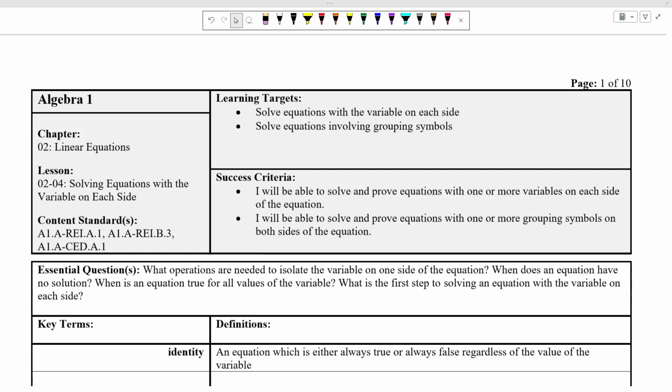So today's learning targets are as follows. We will solve equations with the variable on each side. We will also solve equations involving grouping symbols.